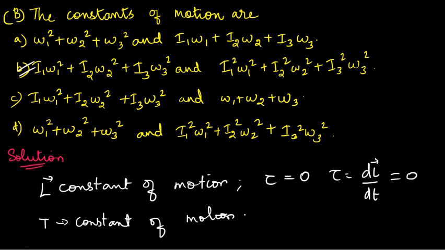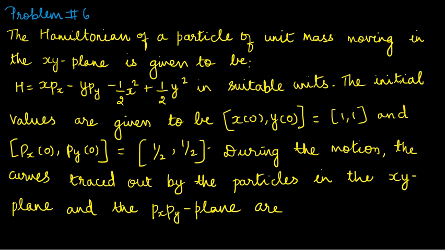This is for the kinetic energy and this is for the L value, right? So angular momentum. Okay, I hope you understand this. So now let us see our last problem here. So we have the Hamiltonian given and we have some initial conditions.